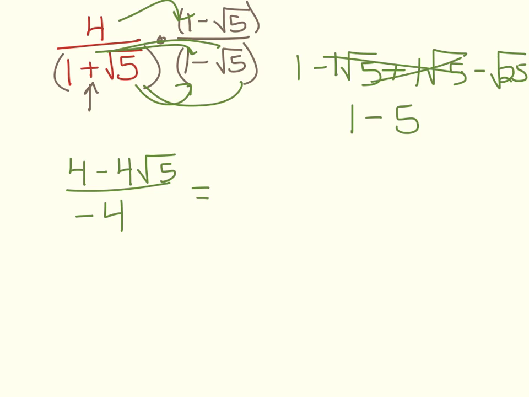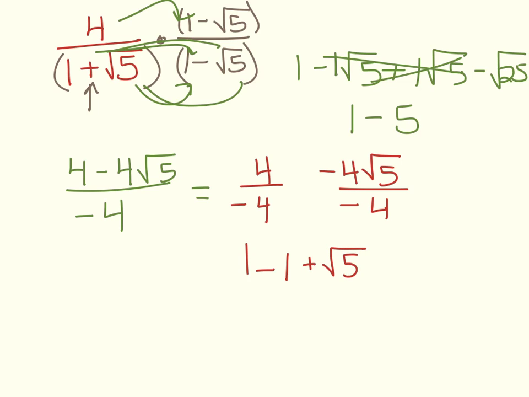From here, I would split it apart. 4 over negative 4, negative 4 rad 5 over negative 4. This is negative 1. A negative divided by a negative is a positive rad 5. So there's my final answer. Let's try another one.